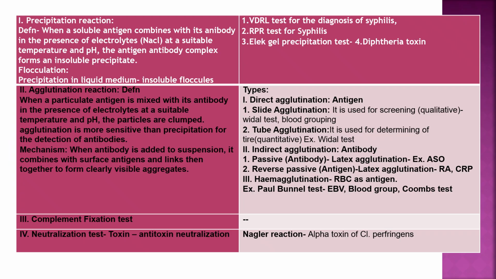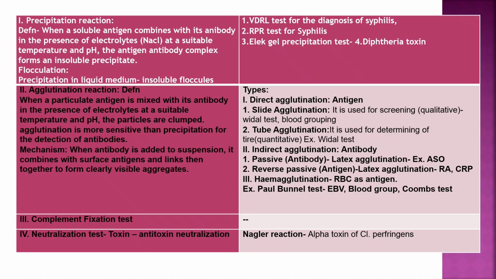Precipitation reaction: when a soluble antigen combines with its antibody in the presence of electrolyte sodium chloride at a suitable temperature and pH, the antigen antibody complex forms an insoluble precipitate. This is called precipitation reaction. And precipitation in liquid medium forms insoluble floccules, which is called flocculation. Applications of this precipitation reaction: VDRL test for diagnosis of syphilis, RPR test for diagnosis of syphilis, Elek's gel precipitation test for diphtheria toxin.